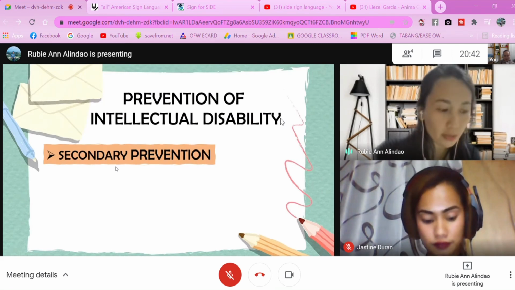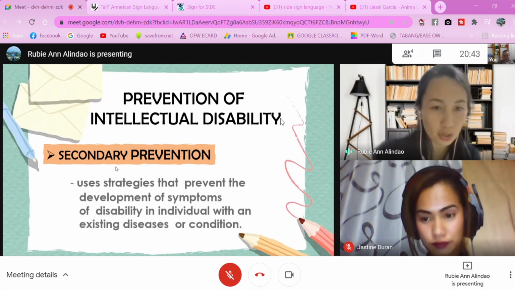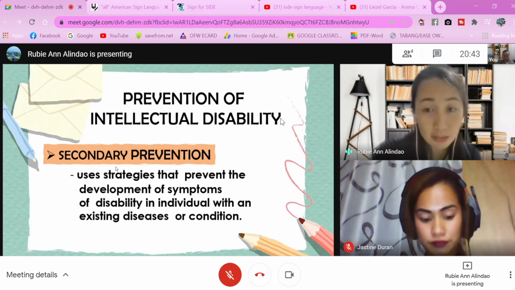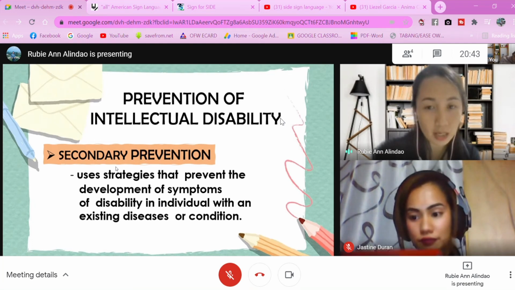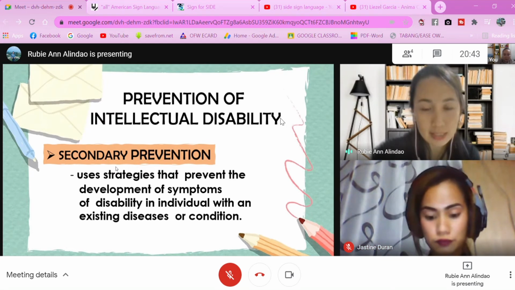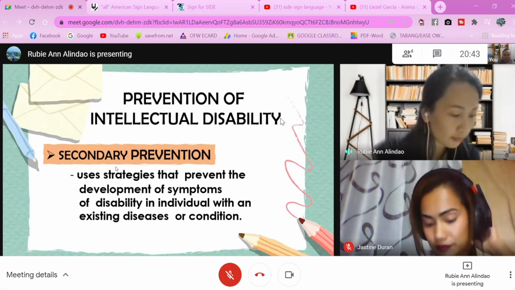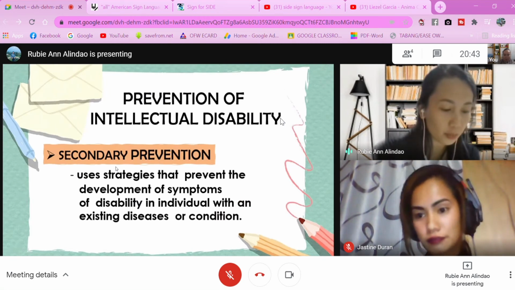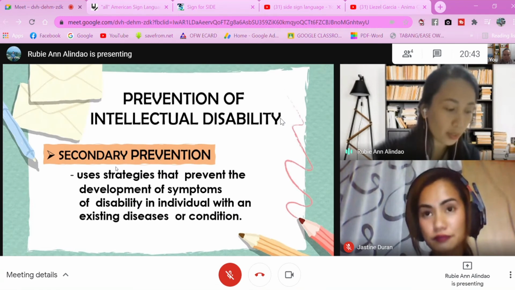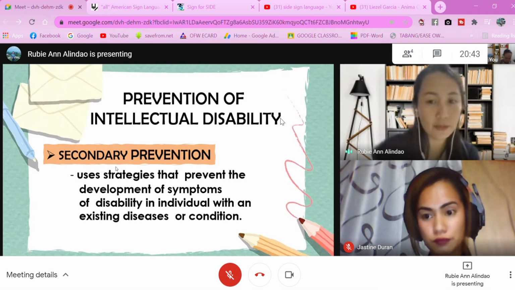So here, the aim is early detection and intervention. So it uses strategies that prevent the development of symptoms of disability in individuals with an existing disease or condition. So example, close developmental monitoring of a child with older siblings with developmental disorder. So phenylketonuria can be identified and treated from birth.